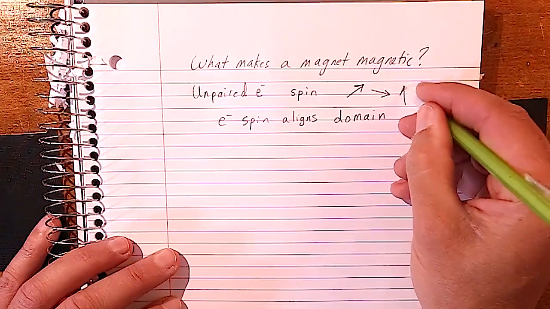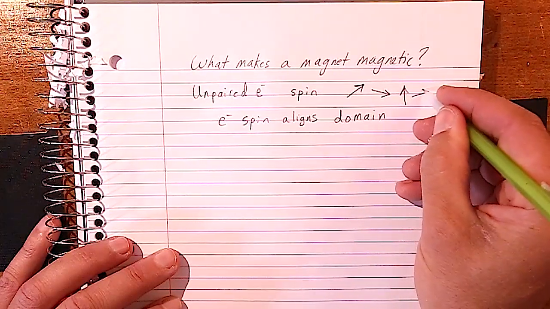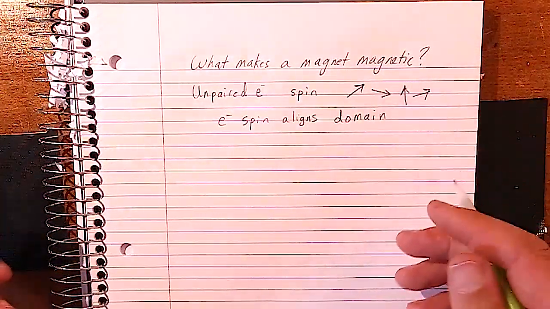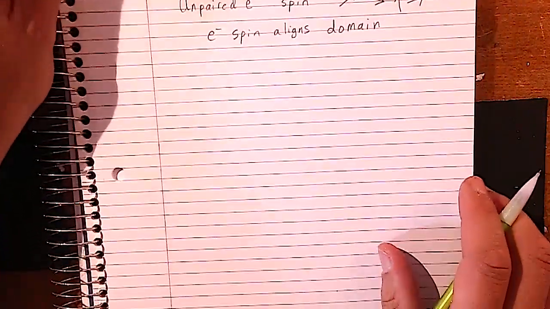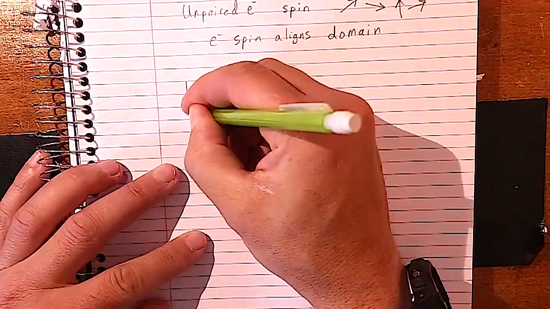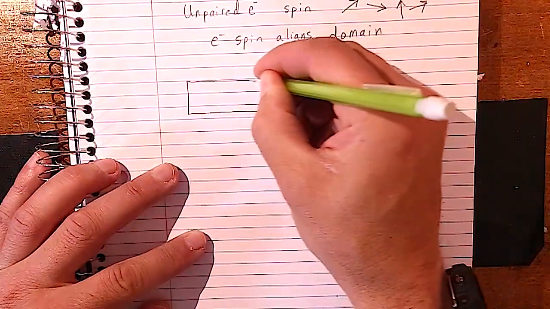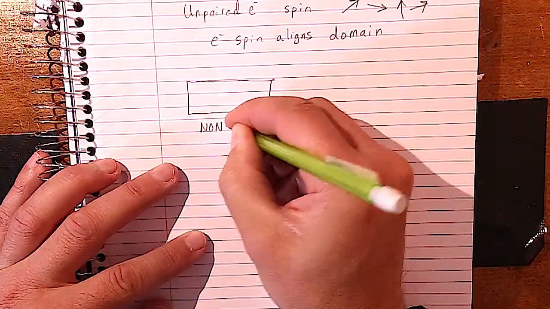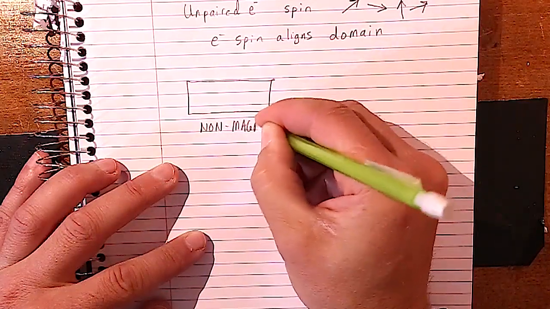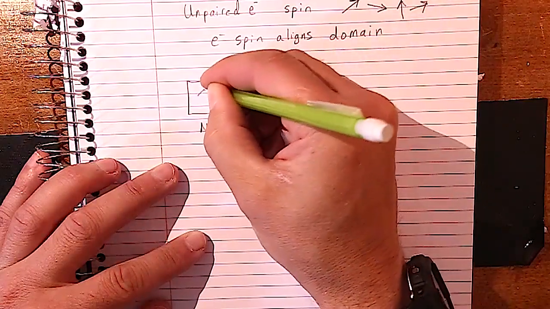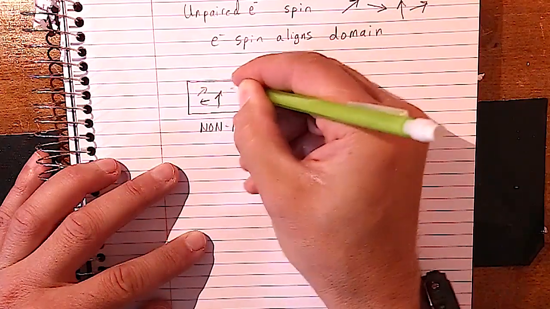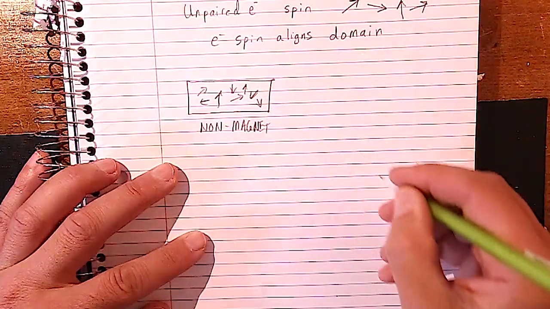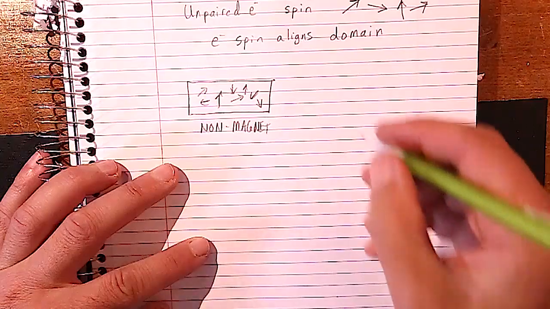Because in most materials the electrons are spinning in lots of different orientations, the domains are all jumbled up. So if we take an ordinary metal that's not a magnet, a non-magnet, the domains inside would be all jumbled up. They would be pointing in all sorts of different directions. So that's how we know that that is a non-magnet.